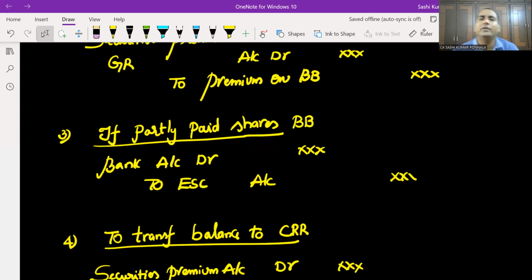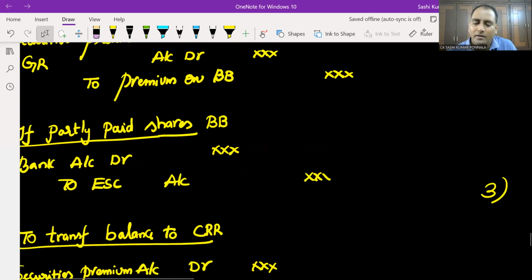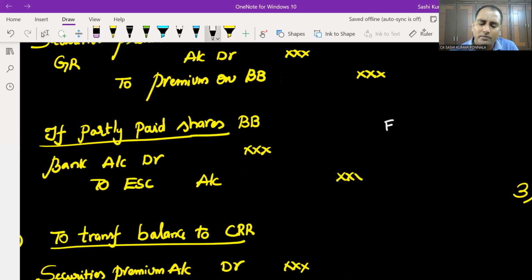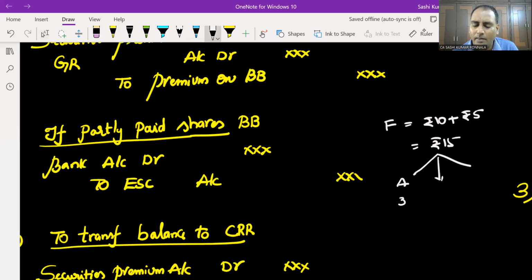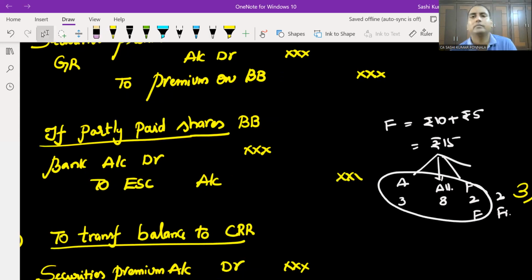I told you only fully paid shares are bought back. If there are any partly paid shares, first you have to make them fully paid, then go for the buyback. Say face value rupees 10. You are issuing at a premium of 15. It is collected. Application 3 rupees. Allotment say 8 rupees. First call 2 rupees, final call 2 rupees. So here we have collected application money, allotment money, first call. What is due here? Final call.